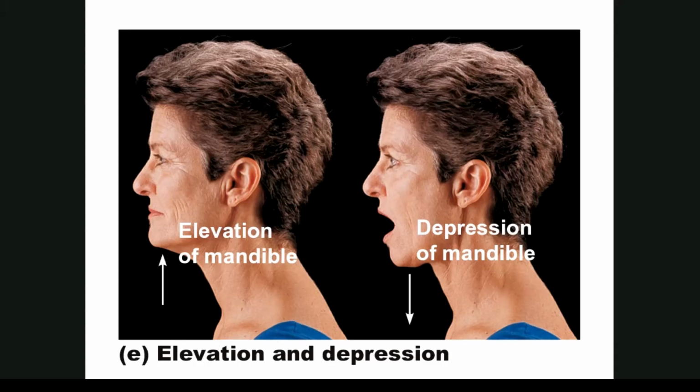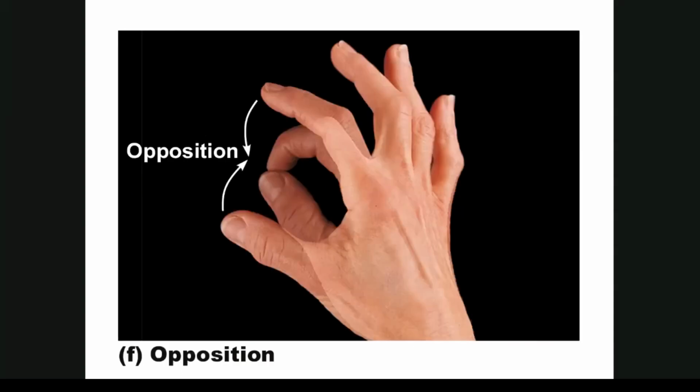Elevation of the mandible is closing your mouth. Depression of the mandible, opening your mouth. So when you elevate, depress, elevate, depress, it's what we do when we talk too much. It's called flapping your jaws. Opposition of the thumb. This is unique to primates, monkeys, apes, and hominids, of which the only living hominid is a human.